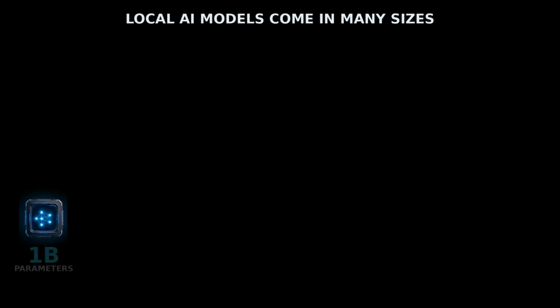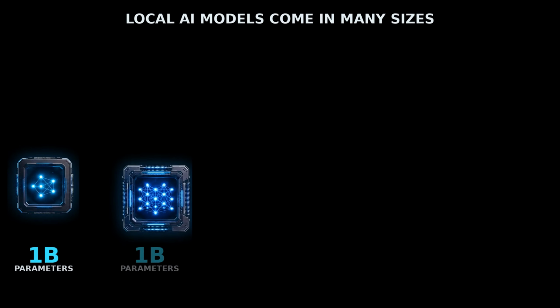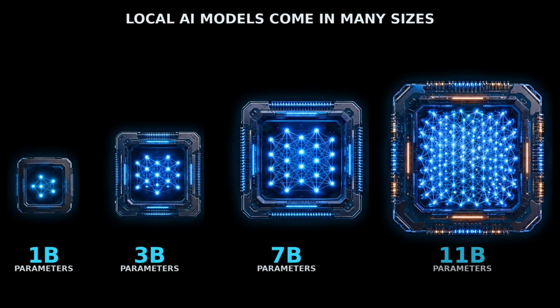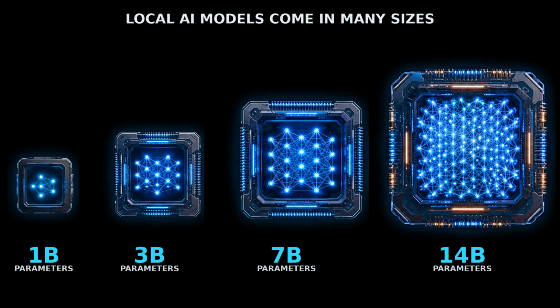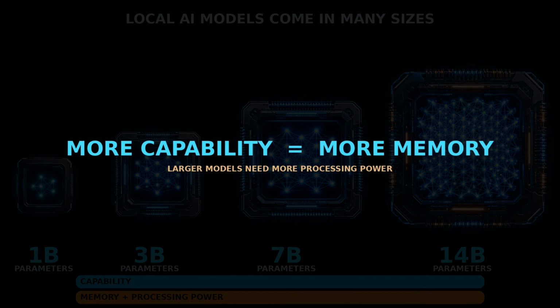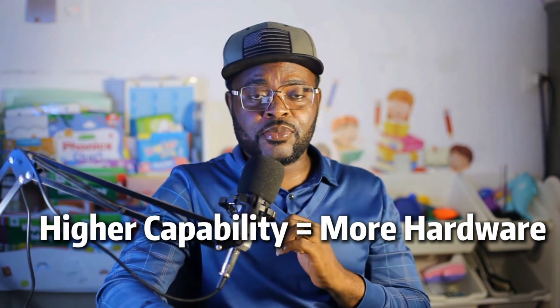Local AI models come in many sizes. You may see labels such as 1 billion, 3 billion, 7 billion, or 14 billion parameters. Generally, larger models can perform more difficult work, but they also need more memory and processing power. Keep that trade-off in mind. More capability usually requires more hardware.